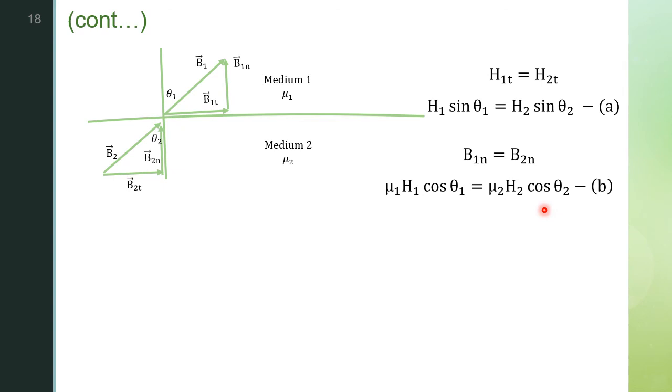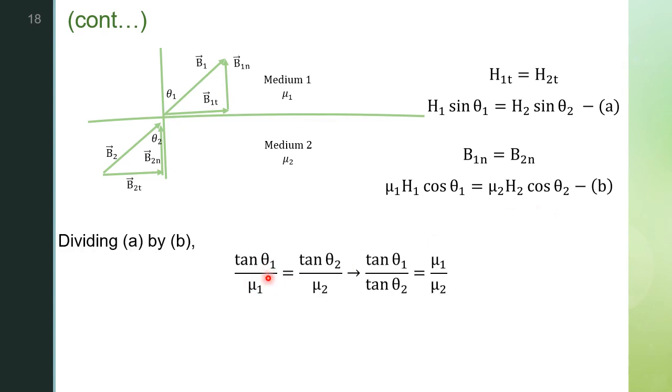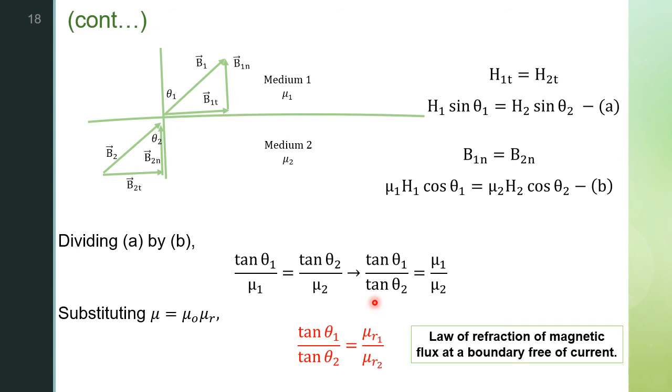On dividing the two equations, we will get tan theta 1 by mu 1 equal to tan theta 2 by mu 2. Thus, we can conclude that tan theta 1 by tan theta 2 will always be equal to mu 1 by mu 2. Here mu is the total permeability of medium 1 and 2 respectively. So mu can be replaced by mu naught mu r. So this expression can be written as tan theta 1 by tan theta 2 is equal to mu r1 by mu r2. And this is the law of refraction of magnetic flux at a boundary which is free of current.